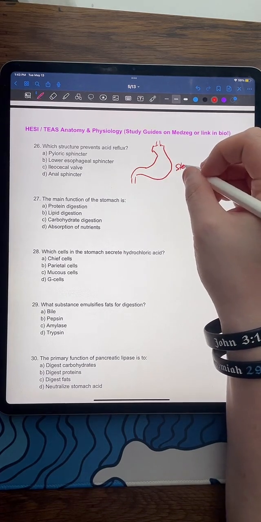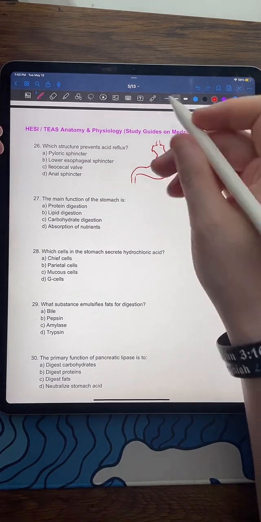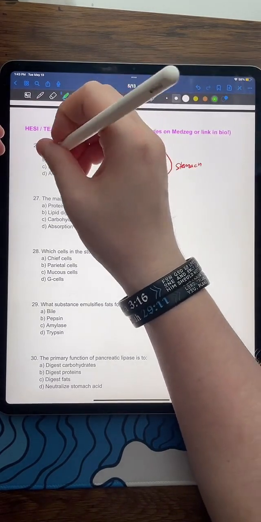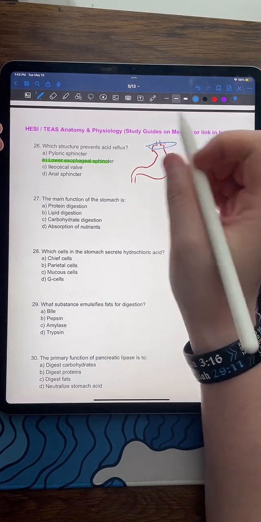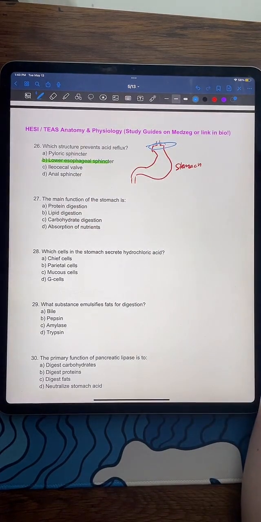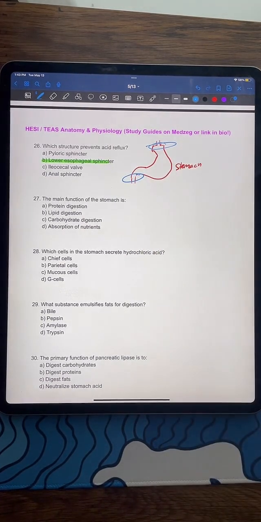So if this is our stomach, what structure is going to prevent acid reflux? Perfect. It's going to be B. It's going to be our LES, or our lower esophageal sphincter, which is located right here between the esophagus and the stomach. And then we have our pyloric sphincter. It's going to separate food passage from the stomach into the small intestine.